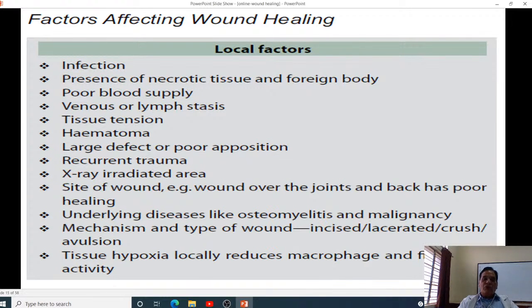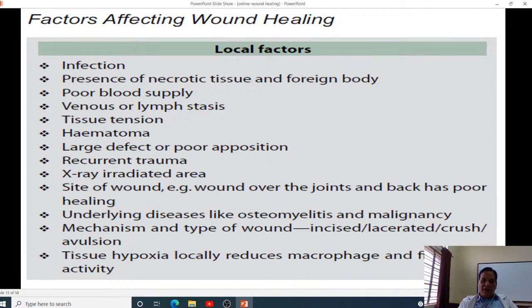Sometimes the patient has received irradiation for some other purpose and all the wounds of the irradiated area have poor healing capacity. Next comes site, where the wounds are. Wounds over the joints and back normally have poor healing. So this is non-modifiable. You cannot prevent it. Wound over the joint, how can you do it? You can give rest to the joint.